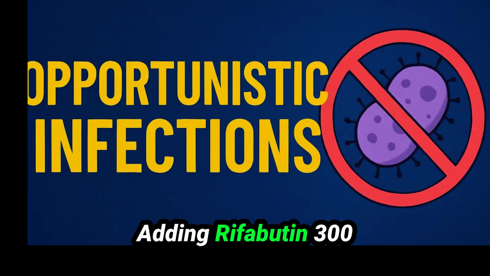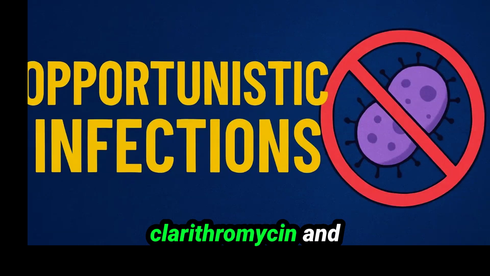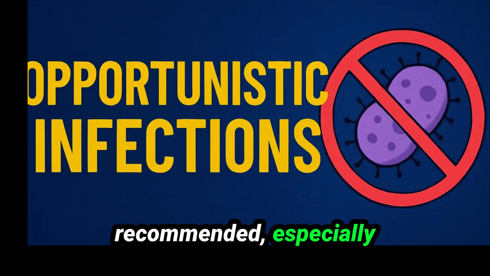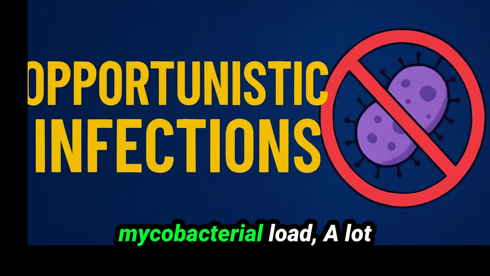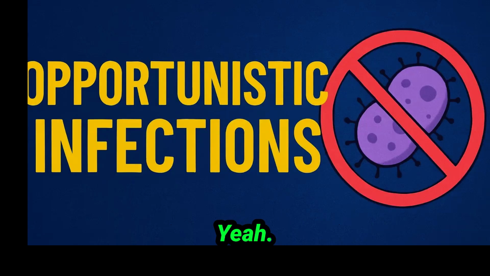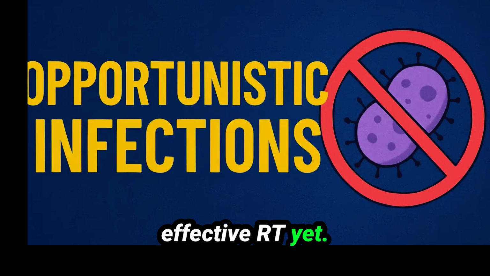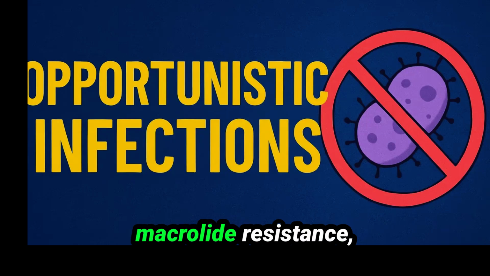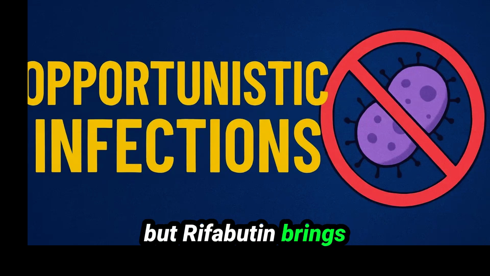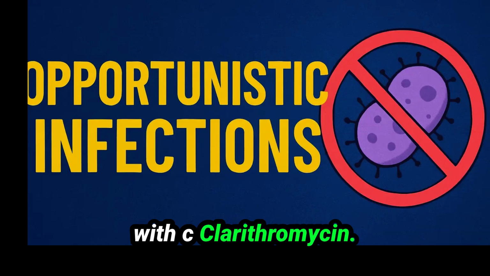Yes. Adding rifabutin, 300 milligrams daily, to the clarithromycin and ethambutol is often recommended, especially if the patient has a high mycobacterial load, a lot of bacteria in their blood, or if they're not on effective ART yet. It might improve survival and helps prevent macrolide resistance. But rifabutin brings interaction risks, especially with clarithromycin.